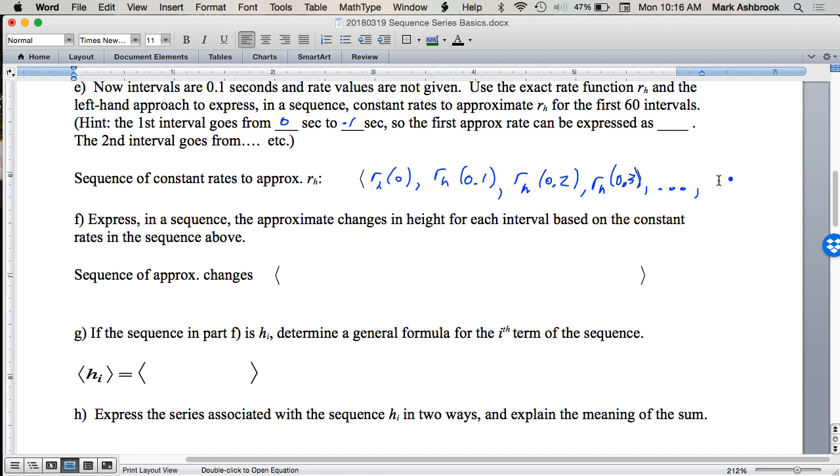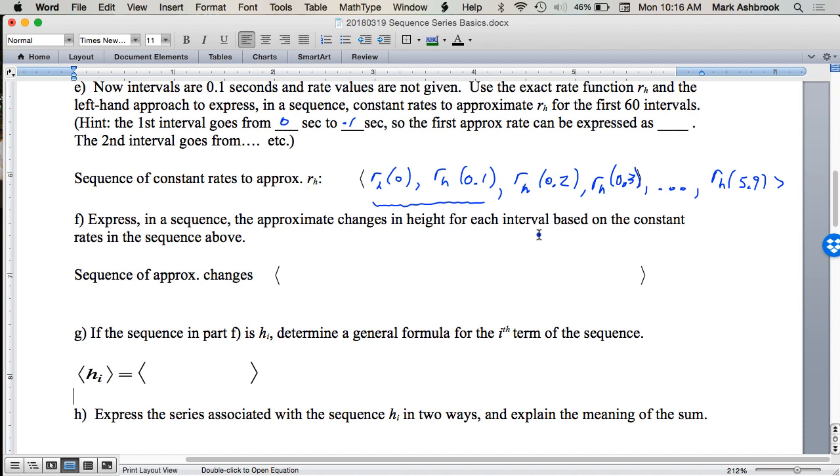And what will the last one be? R sub h of? Okay, so 60 intervals of 0.1 seconds means 6 seconds, and then the left side of that last interval will be at 5.9. Bonus, if you got that, wow. Good job, extra credit. What I'm most interested in here is seeing if you got this going this way. But that last one would be R sub h of 5.9.